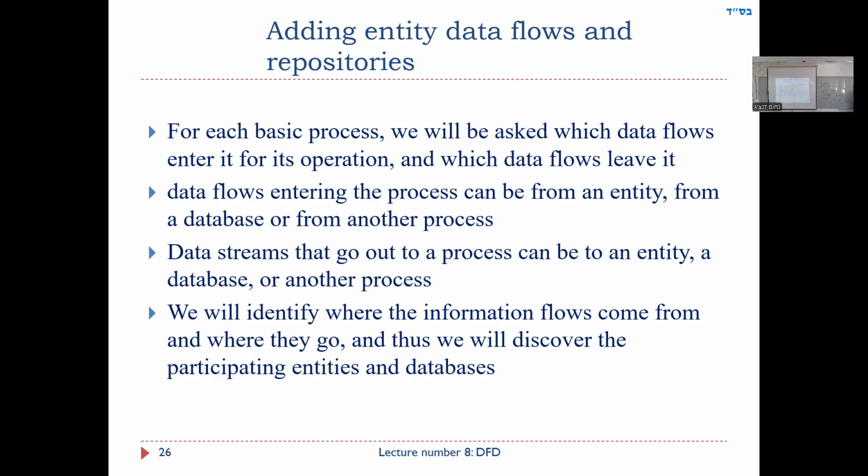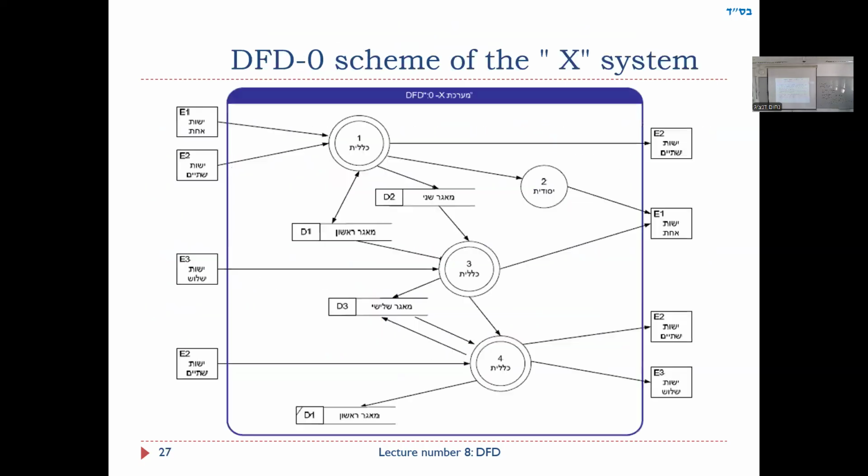The data flows entering the process can be from an entity, or from a database, or from another process. Data flows that go out from a process can be to an entity, or to a database, or to another process. We will identify where information flows come from and where they go to. Thus we will discover the participating entities.